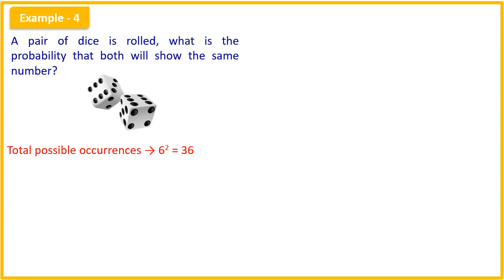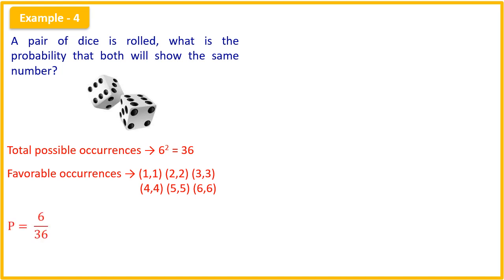Now out of these 36 combinations, how many are favoring us, which are showing the same number? There are 6 combinations which are favoring us. That is 1,1, 2,2, 3,3, 4,4, 5,5 and 6,6. So out of 36, 6 are favoring us. So the probability becomes 6 out of 36, or 1 out of 6.